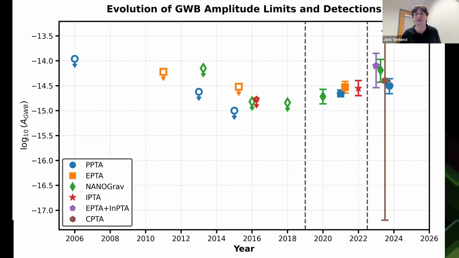But also they have the shortest data set, of course. They did this with the FAST telescope. It's only been active for a few years. And so they only have a few years of data, which for a low frequency signal is, of course, not very constraining. But yeah, those are the results as of 2023.